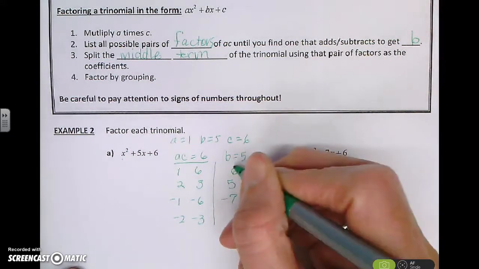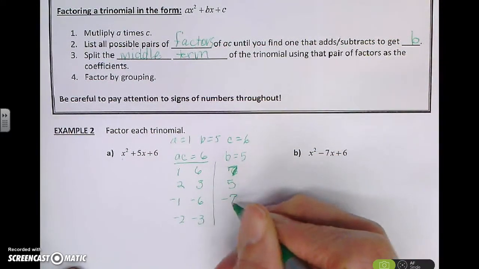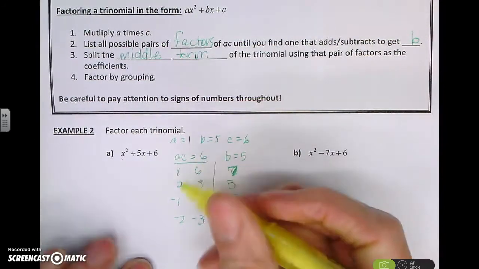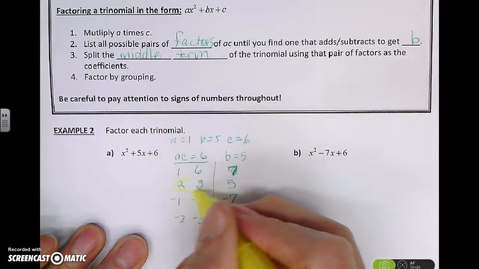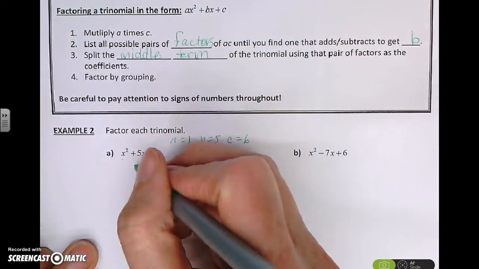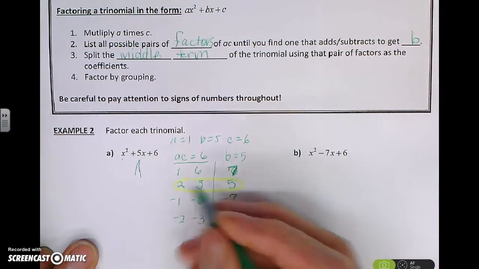This adds to be, I'm sorry, that pair adds to be 7, doesn't it? This adds to be -7. This adds to be -5. So you can see if I want it to be a positive 5, I'm going to choose this pair right there. All right, so then the next thing we're going to do is we're going to take and split this middle term up using these two numbers.